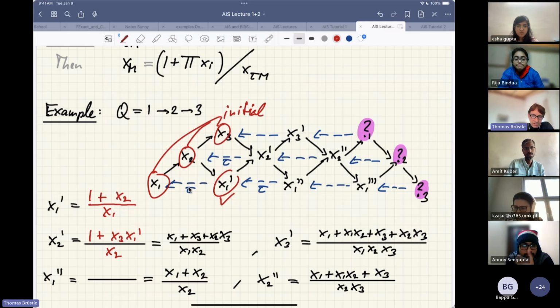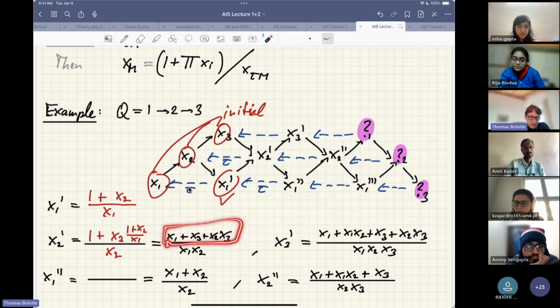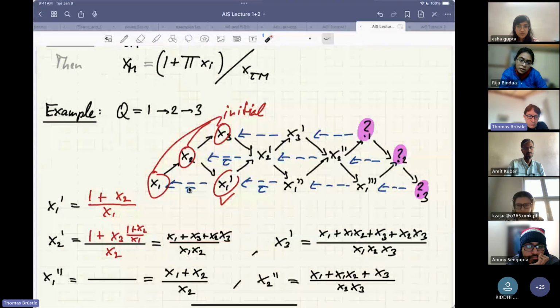However, we computed what is x1 prime already, so we go by recursion, but we can fill this in right now. So I replace x1 prime here by the expression which I already got. So this is 1 plus x2 over x1. And then if you simplify that expression, you would move x1 down to the denominator. So you find x1, x2 in the denominator, and in the numerator you get this expression. So this is x2 prime. Okay. And we continue going like this.